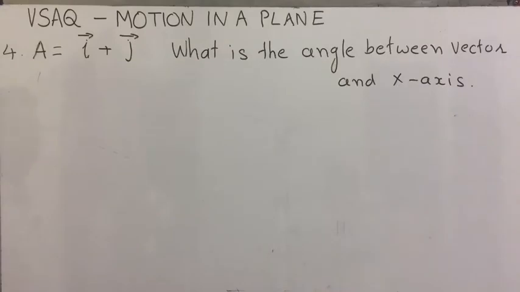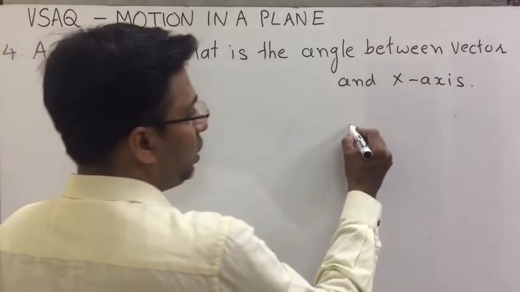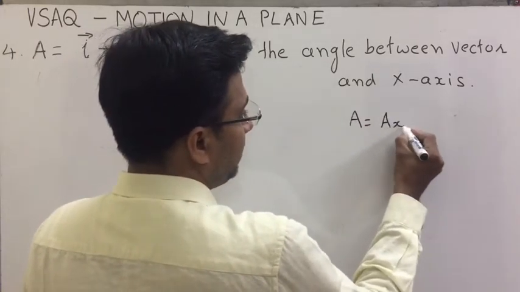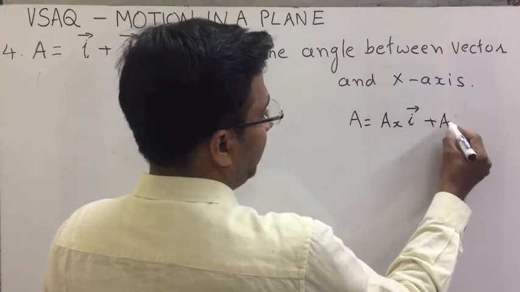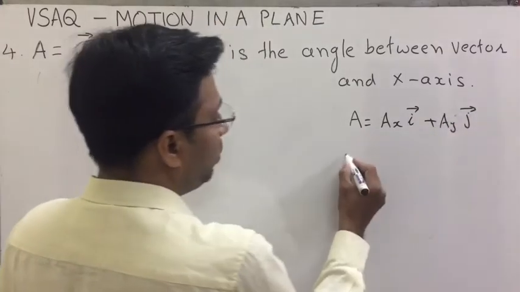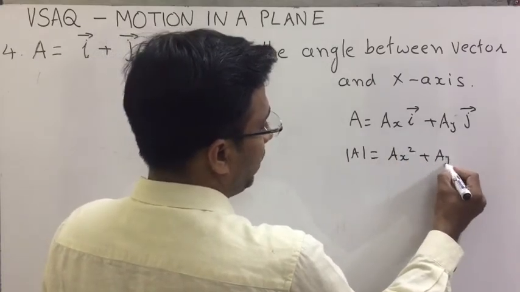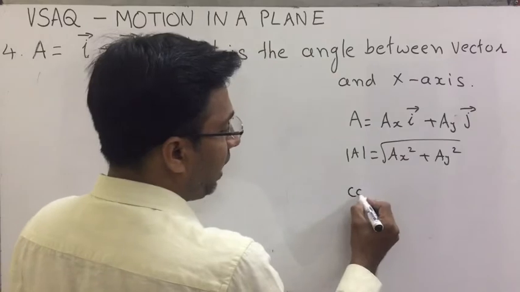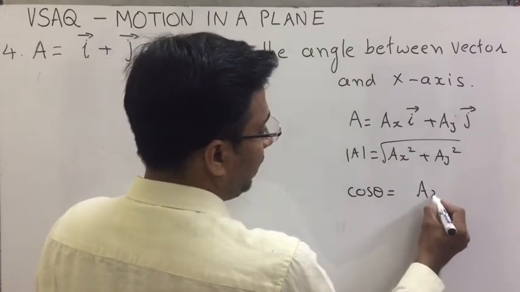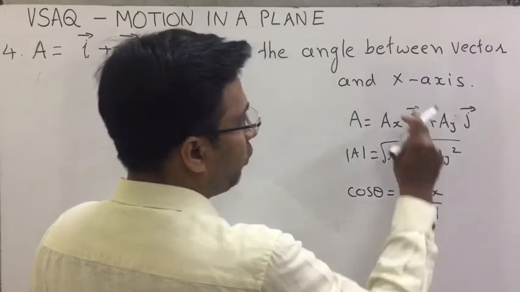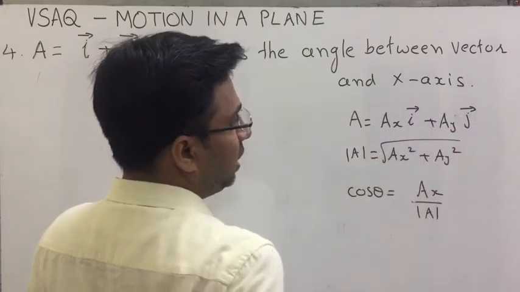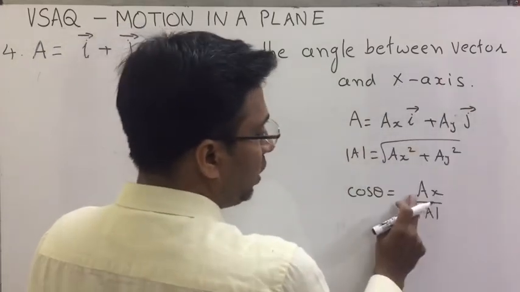Next question. A is equal to i plus j. What is the angle between the vector and the x-axis? To solve such questions, you should know the basics. The standard form is A equal to AX i plus AY j. The formula for the magnitude of A is under root AX square plus AY square. To find the angle, cos theta is equal to AX by mod A. If you are finding it with respect to the x-axis, take AX. If with respect to the y-axis, you have to take AY.